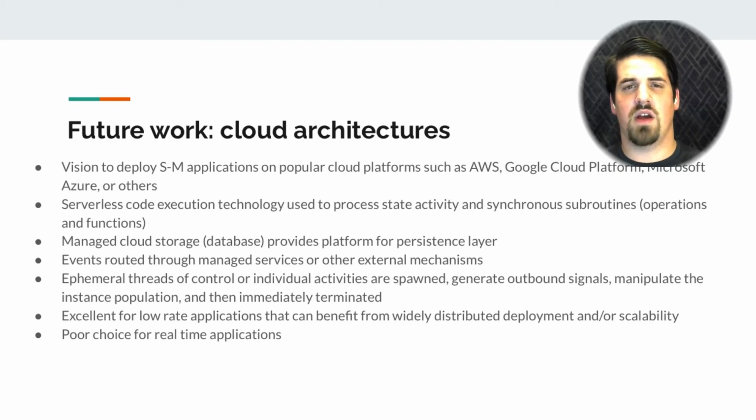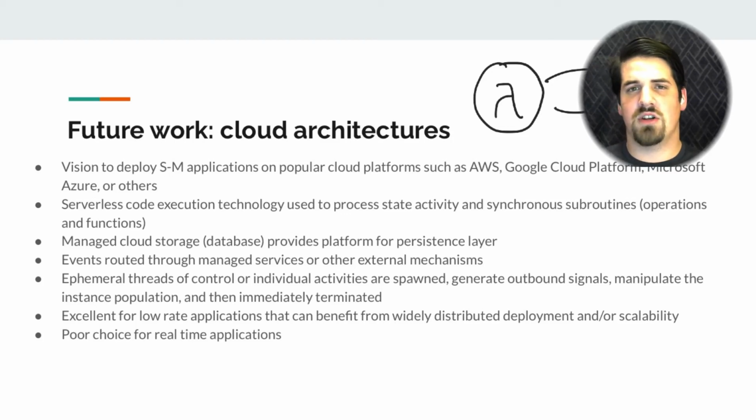Execution could be done on serverless code execution platforms such as Lambda and Google Cloud Functions. The persistence of the instance population could be done in managed services such as Amazon RDS. Events could be routed through managed services such as API Gateway or others, or use external mechanisms for routing.